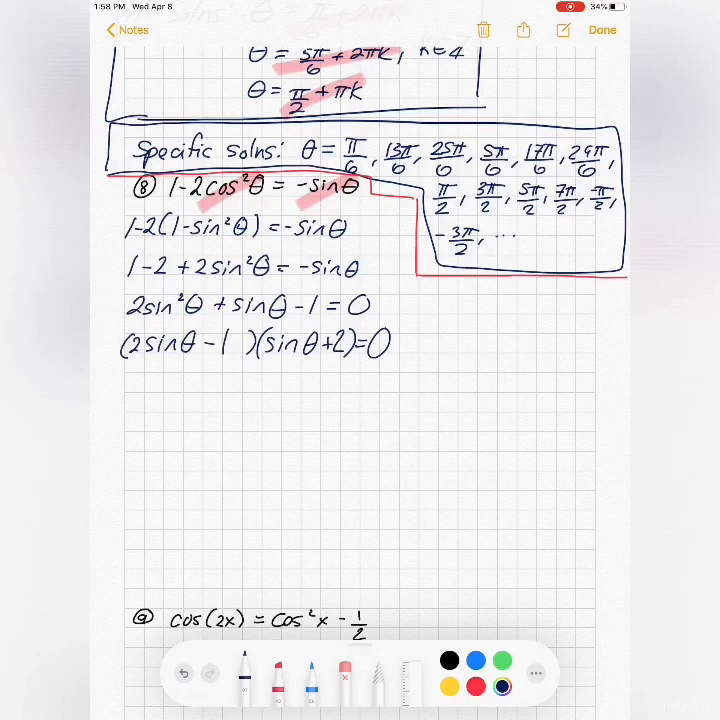See if that would be right. 2 sine squared. Let's see. Oh, no, it wouldn't be, would it? That'd be a 4. So I don't think I want a 2, do I? I want a 1, huh? Let's try this again. 2 sine squared plus 2 sine minus 1. Got it then.